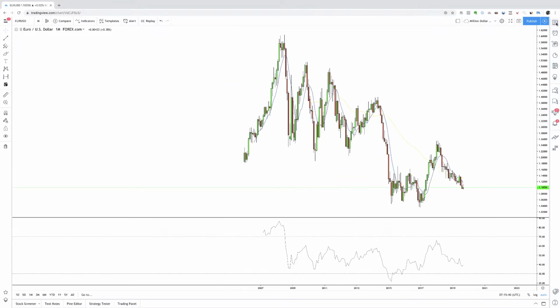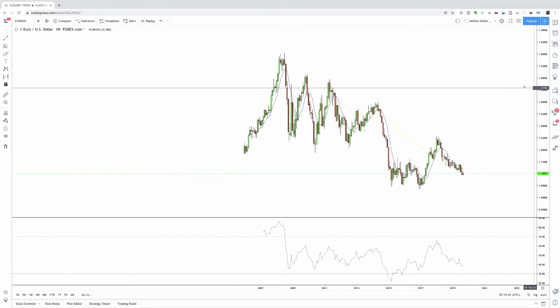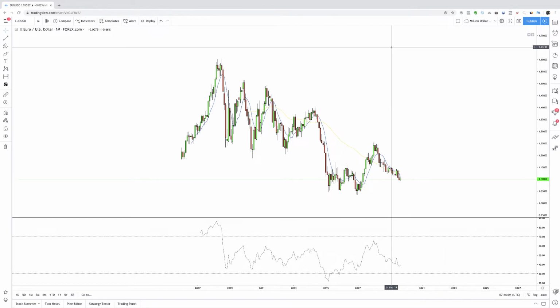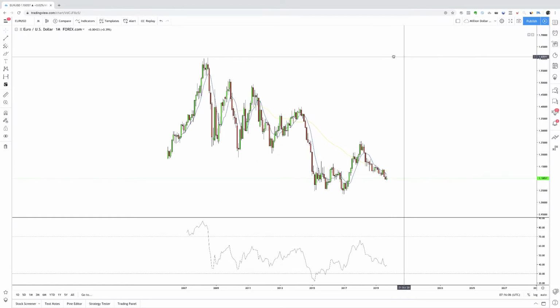So let's make this a little bit bigger. Top down analysis: a lot of times when I'm first looking at a pair, when I'm first doing my analysis, I like to start on a higher time frame, usually the highest being the monthly time frame, just so I can see the overall bigger picture of things. So first, let's say I'm looking at Euro USD. I start out on the monthly time frame.